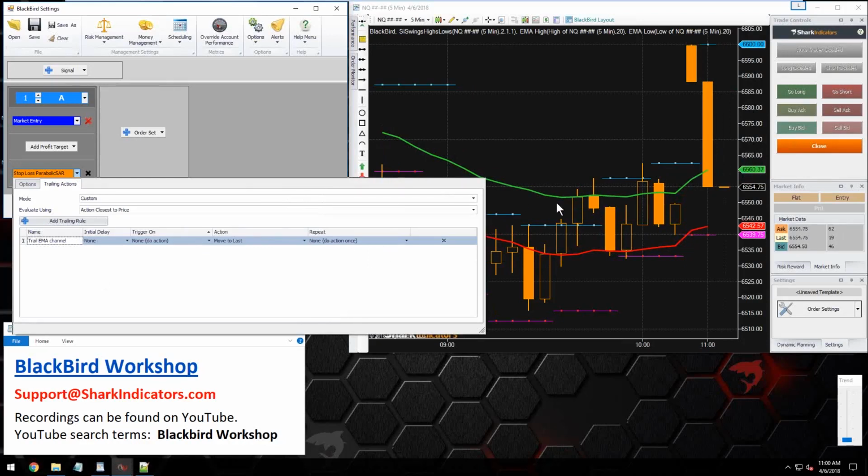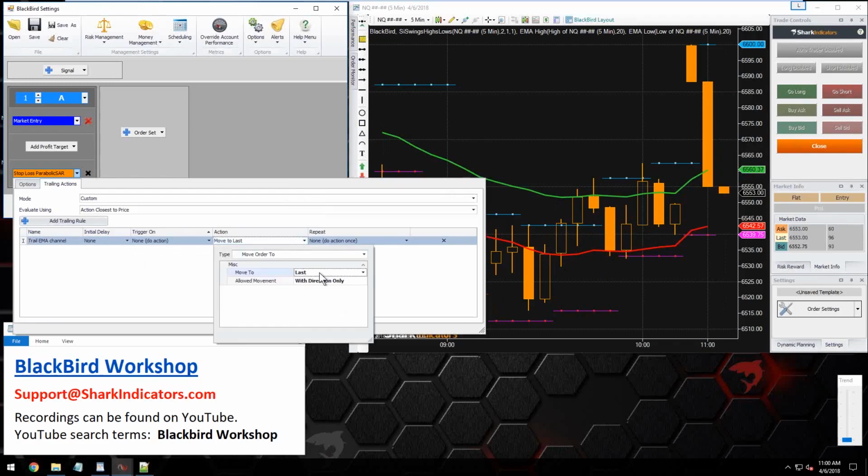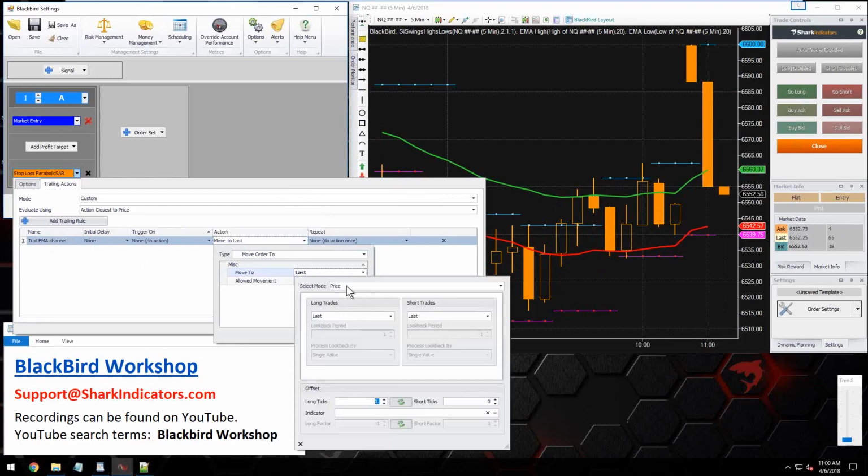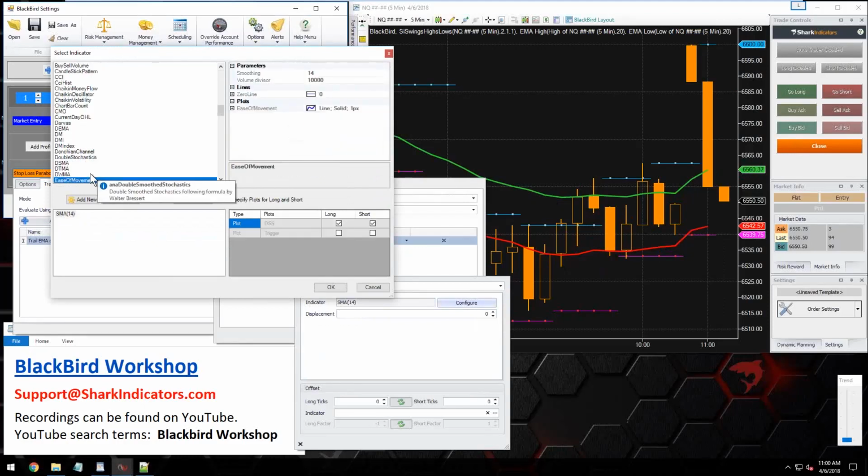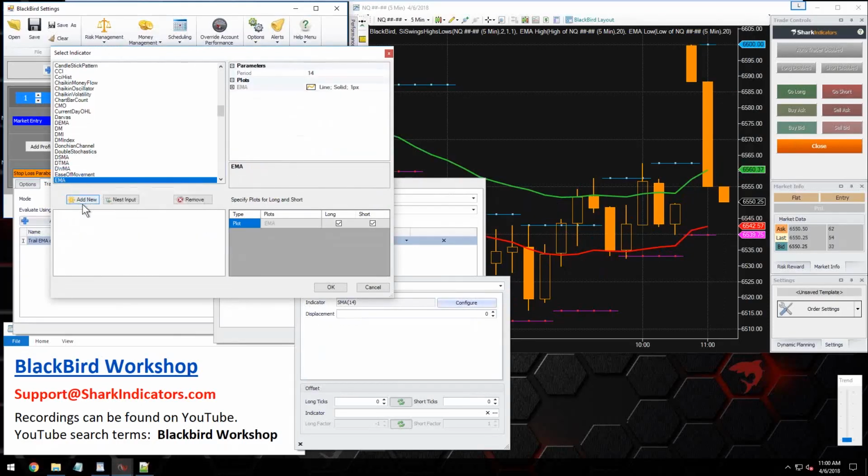In this particular case, I guess we're going to assume that the trade's always going to be taken in the correct location relative to the EMA. So I'm not going to set up a delay or a trigger. I'm just going to go straight to the action here. And so we want to move the stop loss to an indicator, and it's going to be that EMA indicator. There we go. And let's set the period to 20.